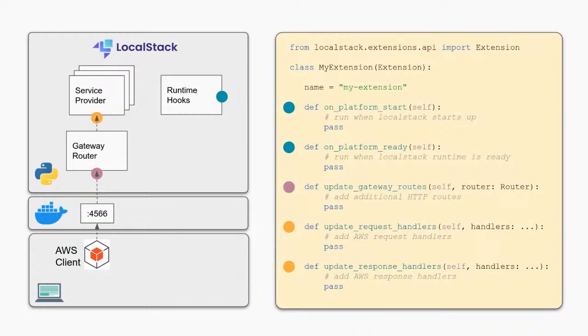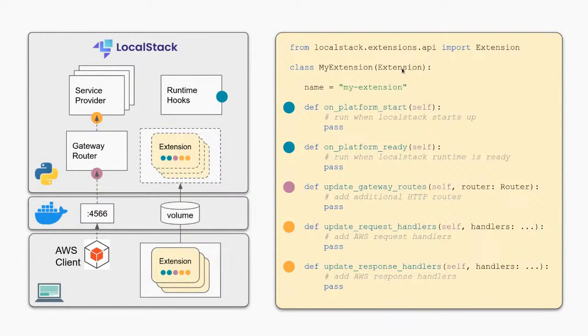Or you could add custom logic that intercepts AWS requests coming into LocalStack to inspect them, manipulate them, or log them, which is what we're going to do. You can find more info about extensions and how they work in our extensions repository.